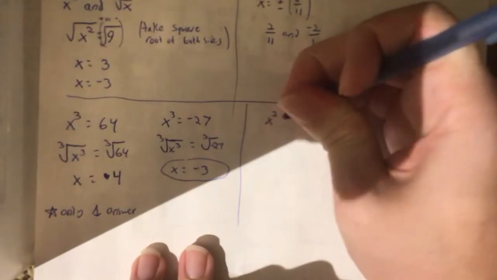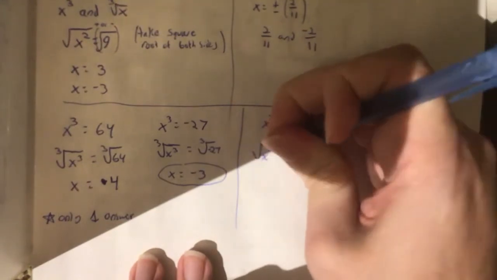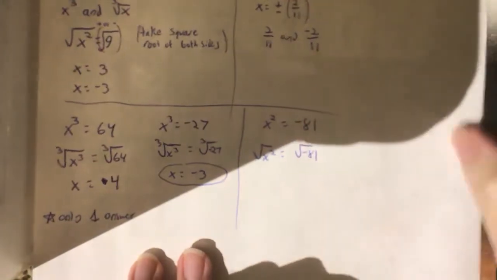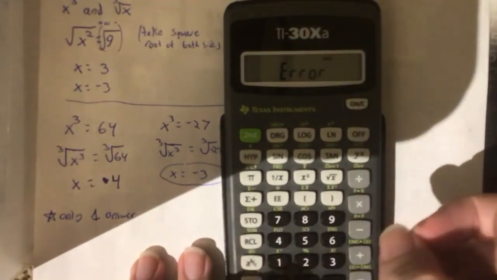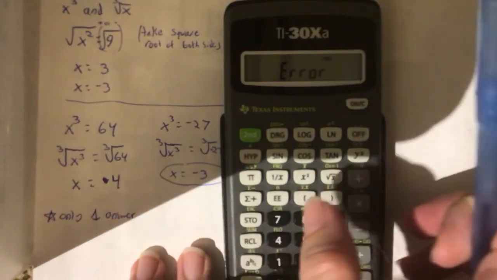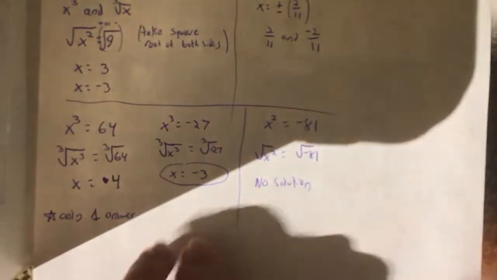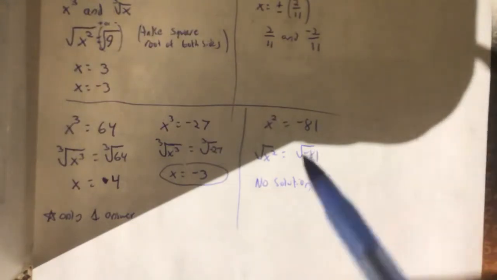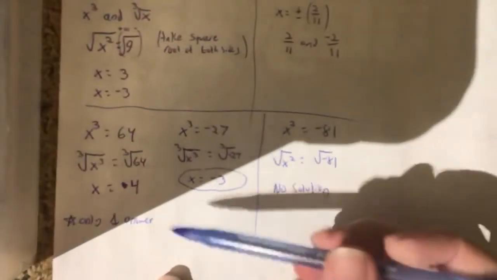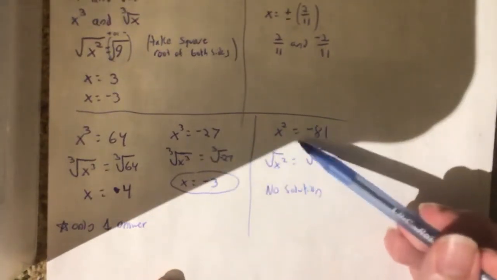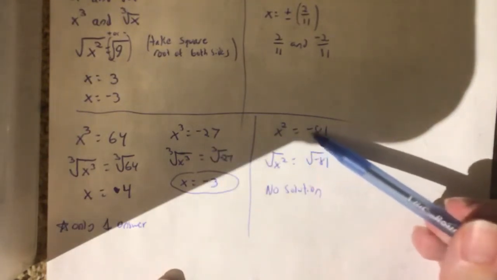Let's say I had x squared equals negative 81. To solve this, I would take the square root of each side. However, if I do negative 81 on my calculator and take the square root, I can't, because there's no number times itself that gives me a negative. Remember, 2 negatives equal a positive, 2 positives equal a positive. So this is no solution. Whenever I have x squared equals a negative number, my answer will not be possible. It will be no solution. Though I can have x cubed equals a negative number, I can't have an x squared. So know the difference. When I have an x cubed, I can get a negative answer. When I have an x squared equals a negative, no answer.